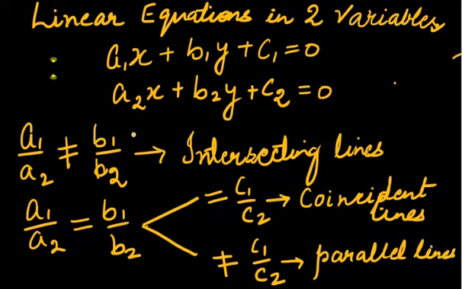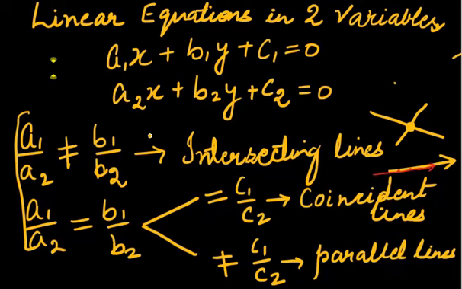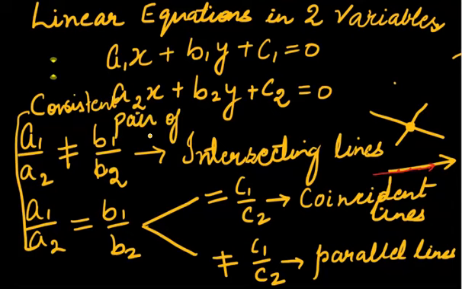Now you see that in intersecting lines, this is the case, there is a solution. When there are coincident lines, there is one line here and we definitely have another line which can be made here. So they have many solutions. So if intersecting lines are there or coincident lines are there, in these two cases, we call the equations a consistent pair of equations.